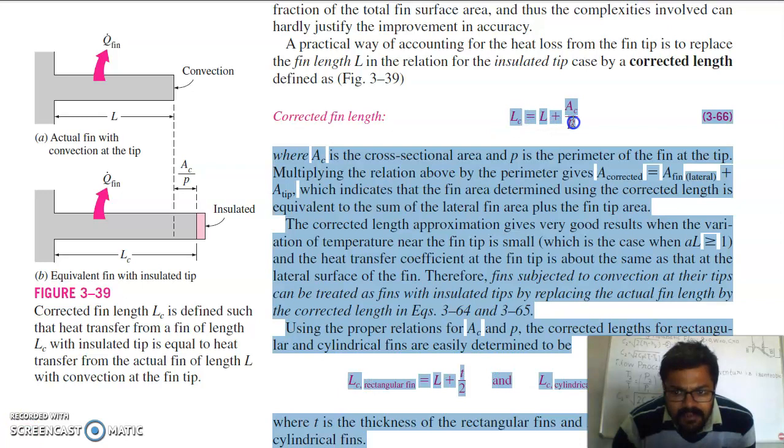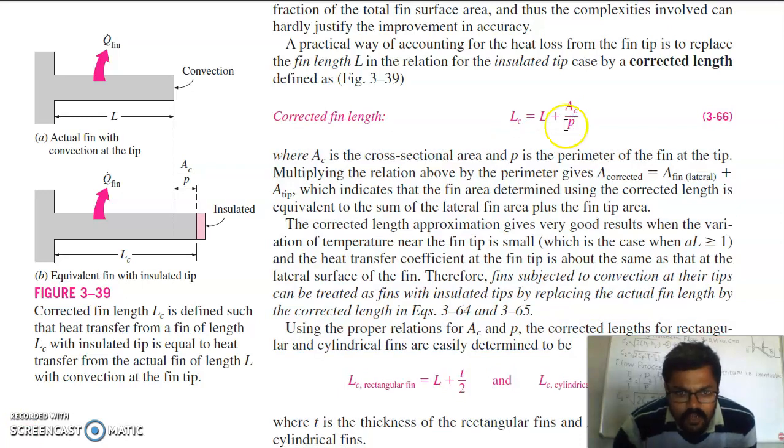Now if you multiply this relation by the perimeter of the fin, you will get the same. Means if you multiply by the perimeter, you will get the area of this fin, which in that case becomes equal to the area of this fin. So the corrected area is equal to the lateral area of the fin plus the area at the tip. So this is your corrected area. Means we choose this corrected length in such a way that we will get the area of the lateral surface plus the area of the tip for the overall heat transfer area of the fin.